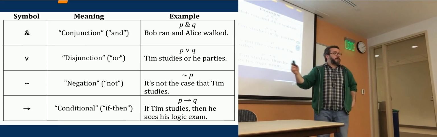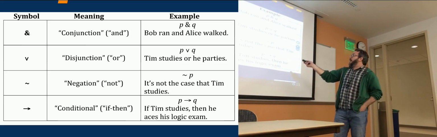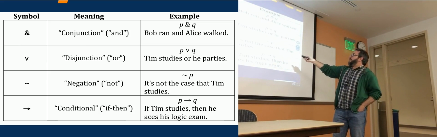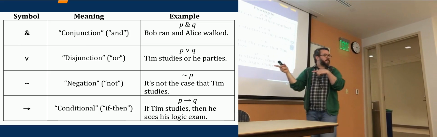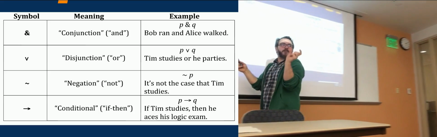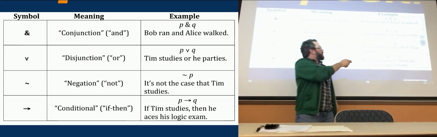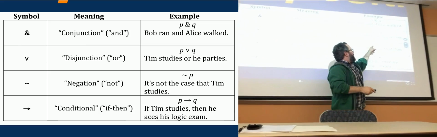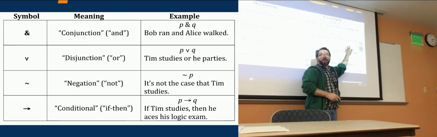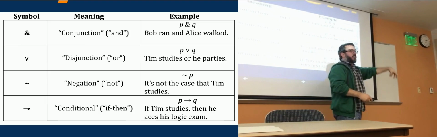Notice this about the negation operator. It operates on exactly one thing that's immediately to its right. This is part of the syntax of how to use these symbols. This little tilde that says not, it's saying not to whatever immediately follows it, and it's operating on just one thing.